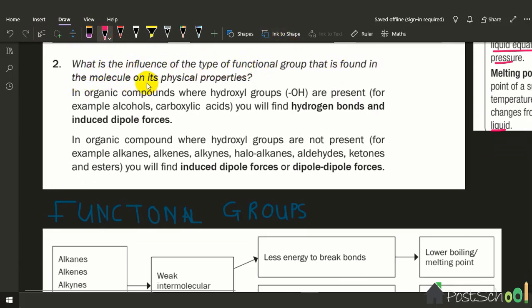So injalo nje. So let's move on la to our what is the influence of type of functional group that is found in the molecule on its physical property. In organic compounds where hydroxyl group are present, for example alcohols, carboxylic acid, you will find hydrogen bonds and induced dipole forces. Those are stronger intermolecular forces. And then in organic compounds where hydroxyl groups are not present, for example lapho kukhona ama-alkanes, alkenes, alkynes, haloalkanes, aldehydes, ketones, and then esters, you will find induced dipole forces or dipole forces.